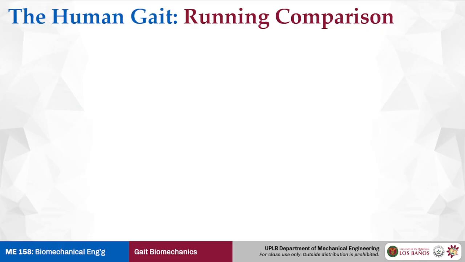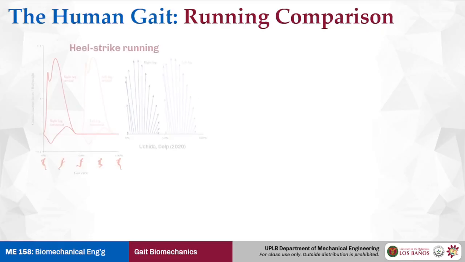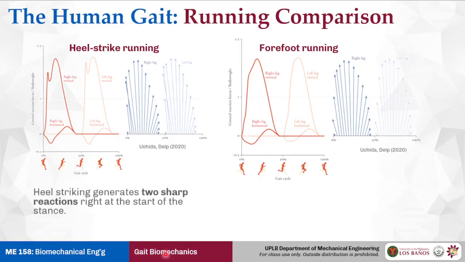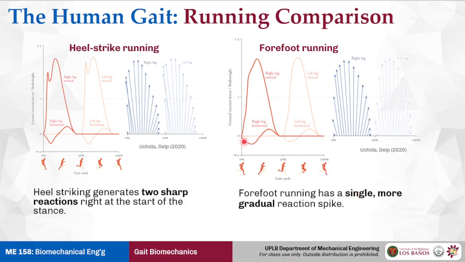Now let's go to the heel strike and the forefoot strike. When it comes to the heel strike, there are two distinct peaks happening. This is the reaction force. You have two sudden jumps in force when you're doing the heel strike. When you're using the forefoot running method, you have a much more gradual increase in ground reaction force. This makes it a little healthier for your foot.